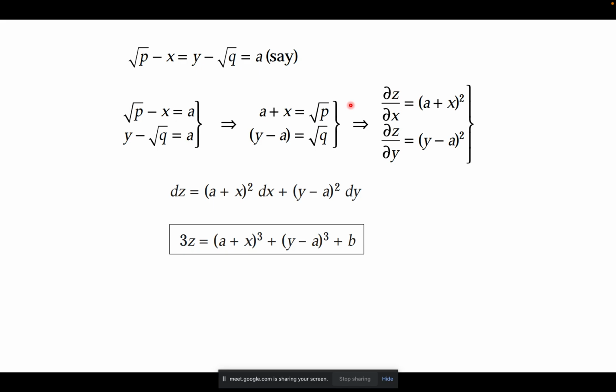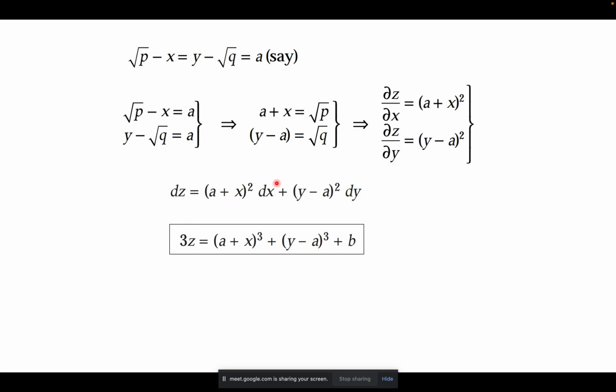And from there, you can write p is equal to a plus x whole square, right? Because I can square them on both sides. So you will have del z by del x is equal to a plus x whole square. Similarly, you will have q is equal to y minus a whole square, right? Because q is nothing but del z by del y. Now you again put them in this equation. So you have dz is equal to p times dx plus q times dy. So p is nothing but a plus x whole square, and q is nothing but y minus a whole square, right? And now you see it's very easy to integrate this problem because it's already in variable separable form.